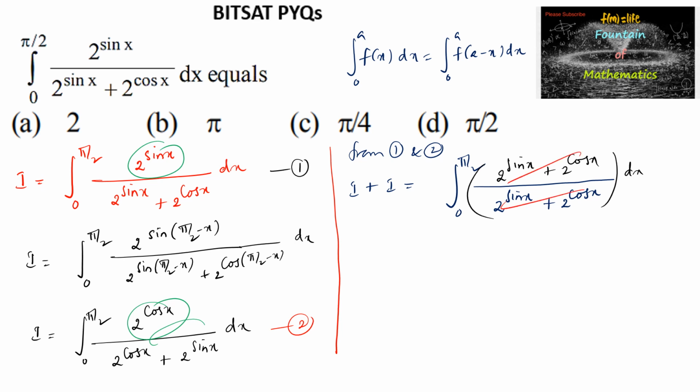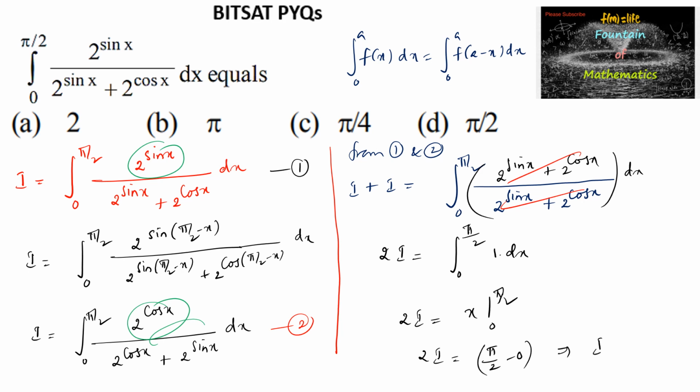So we have 2I is equal to integral 0 to pi by 2 of 1 dx. That is 2I is equal to the integration of 1, which is x, over the limits 0 to pi by 2. So we get 2I is equal to pi by 2 minus 0, or we can get I is equal to pi by 4. So pi by 4 is the answer, which is our option C.